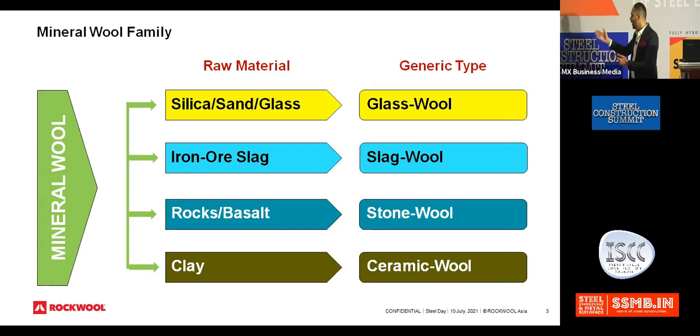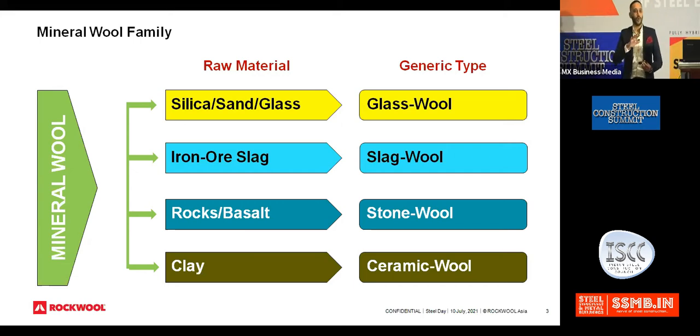For glass wool, for example, molten glass is the main ingredient used to manufacture it. That's the main mineral, and that's why it's called glass wool. Same thing goes for slag wool. For slag wool, blast furnace slag that comes out of the steel industry is used as the main mineral, and that's why it's called slag wool. We fall under the third category, stone wool, where basalt rock is the main mineral or ingredient, and that's why it's called stone wool.